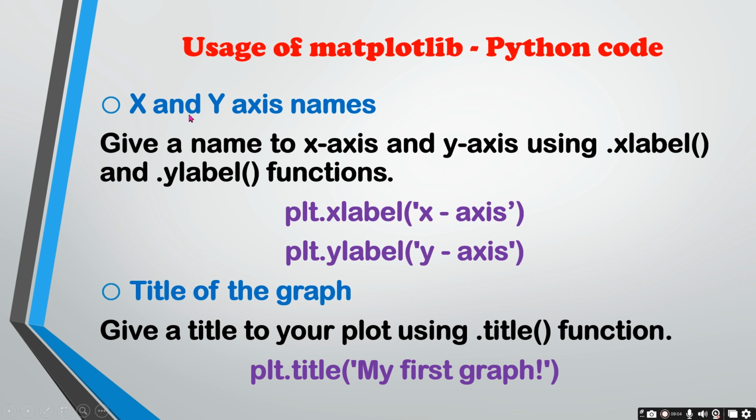Here, if I want to label my graph's x-axis and y-axis, I'm going to use plt.xlabel, and inside the plt.xlabel function, give the x-axis name, and then plt.ylabel, and inside this, give the y-axis name. Then, to give a title for the graph, I'm going to use the function dot title. My matplotlib.pyplot is nothing but plt, so plt.title, and inside the function I'm going to give my graph name.